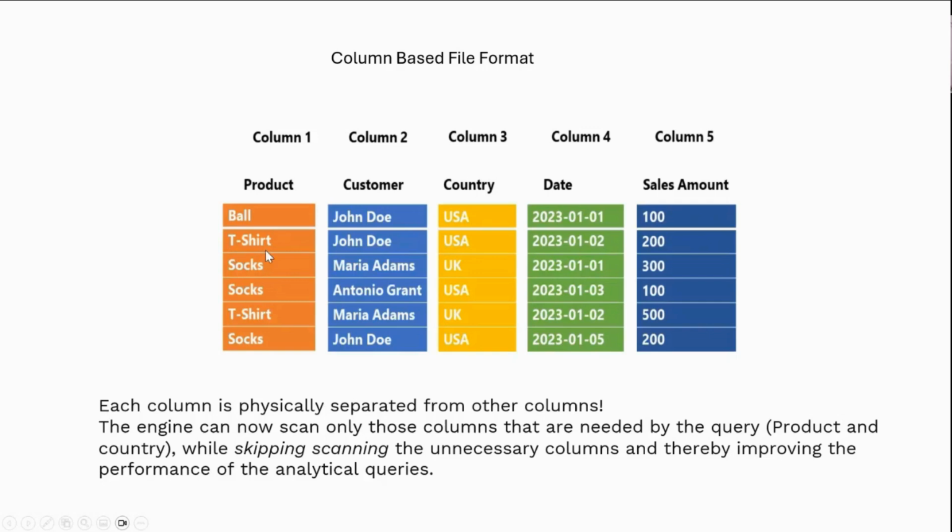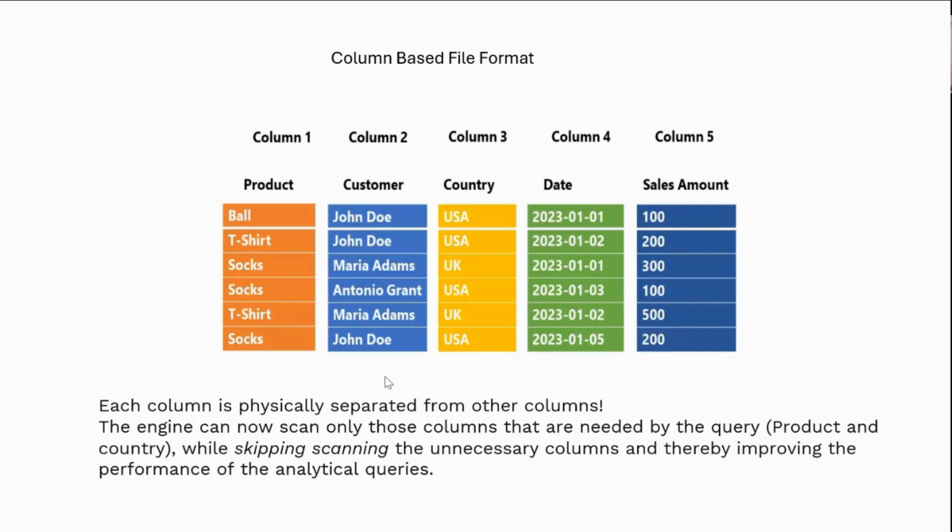Here also it has to scan across every row, correct? Because in the customer column also, I have to scan every row where Maria Adams is present. So irrespective of the file format, that is the column-based file format or the row-based file format, I have to scan across each and every row. But the benefit is, since the columns are physically separated, I can skip the columns that are not needed for my analytical queries. Since I'm skipping those, automatically my performance would increase. So this is the benefit of column-based file format over row-based file format.